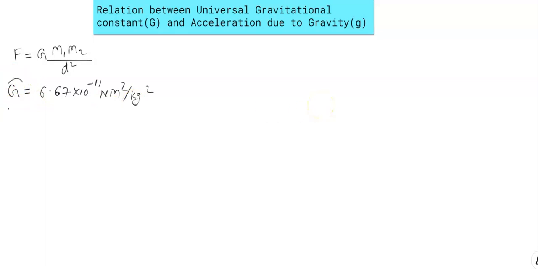This capital G has the value 6.67 multiplied by 10 to the power minus 11 Newton meter square per kg square. Constant means this value of G will never change at any place. It will remain the same on earth, on moon, at equator or pole. It doesn't matter, this value will be the same everywhere. Now come to the point, acceleration due to gravity.